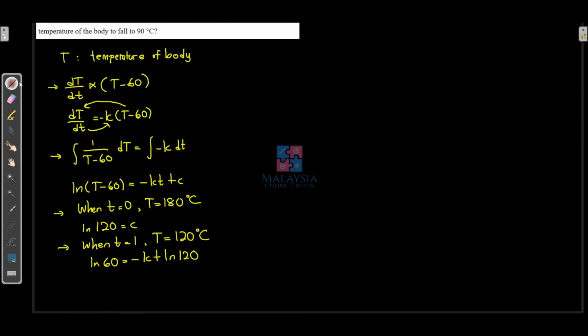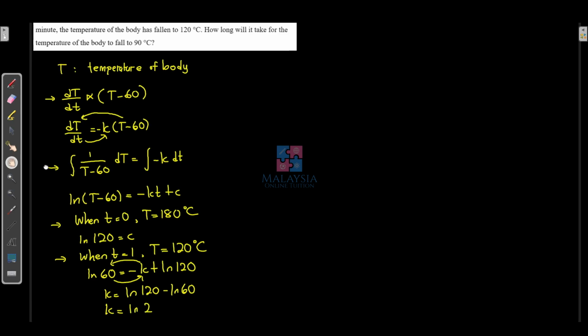So we can shift the negative K to the left hand side and ln 60 to the right hand side. So K is ln 120 minus ln 60. Remember, when we have subtraction, meaning they are divided, the inside is divided. So 120 divided by 60, that is 2. So don't forget, it is ln 2, not 2. Ln 2 for the value of K.